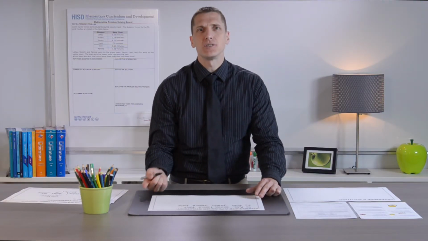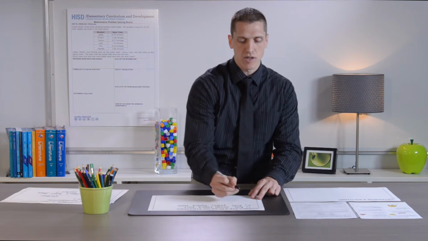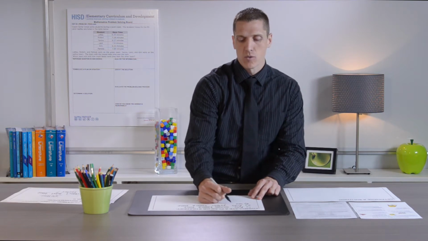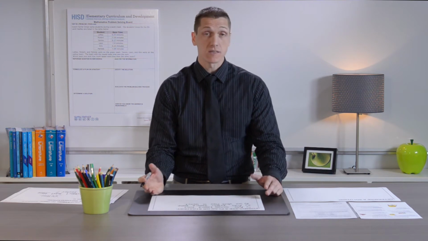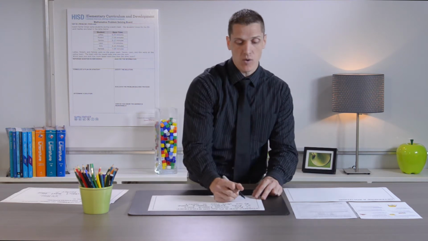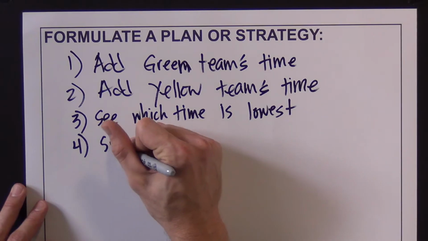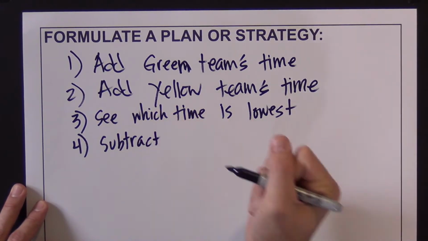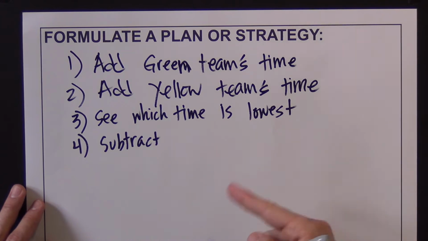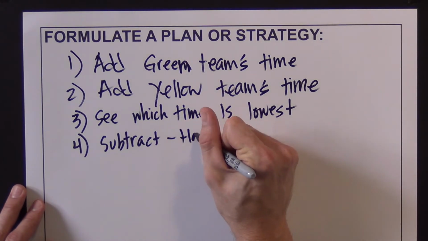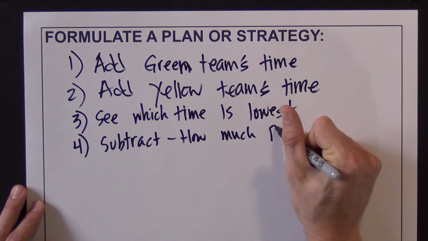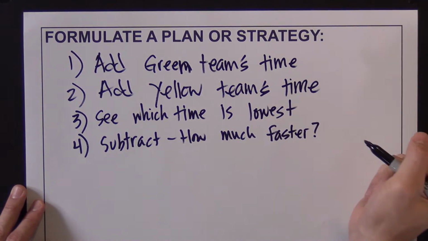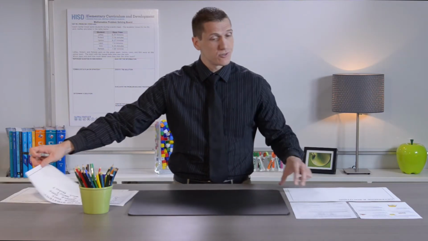Now, after I've added the two teams' times, I am going to want to see which time is lowest. This makes sense. After I figure out which team's time is lowest, I'll know which team won, and then I'm going to have to, number 4, subtract, because I need to figure out how much faster they were than the other team. So how much faster? Let's go ahead and do these steps to determine a solution.